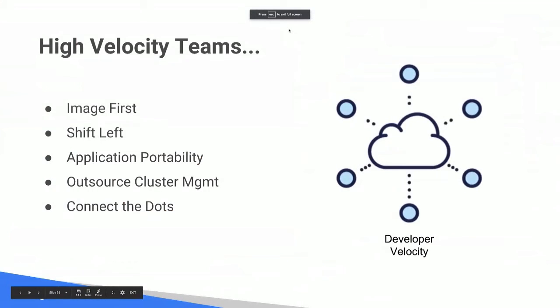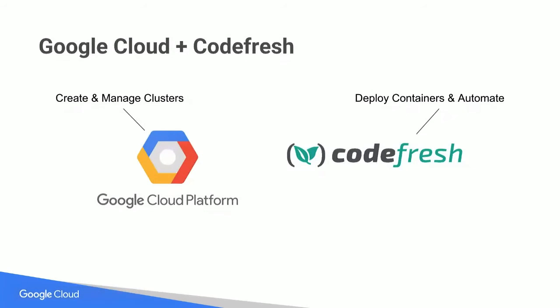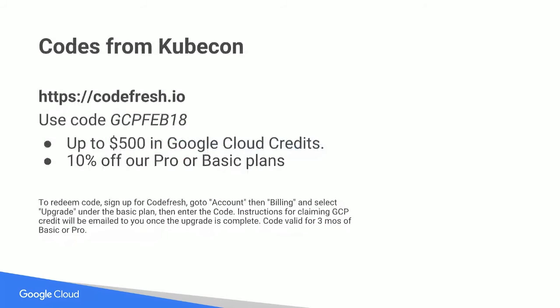Just to reiterate: image first, shift left, application portability, all these things. What we're really doing is, Google Cloud is the best place, I think, to create and manage Kubernetes clusters, and Codefresh is the best way to manage your entire CI/CD workflow, your engineers' workflow, your DevOps workflow, basically your entire container lifecycle.